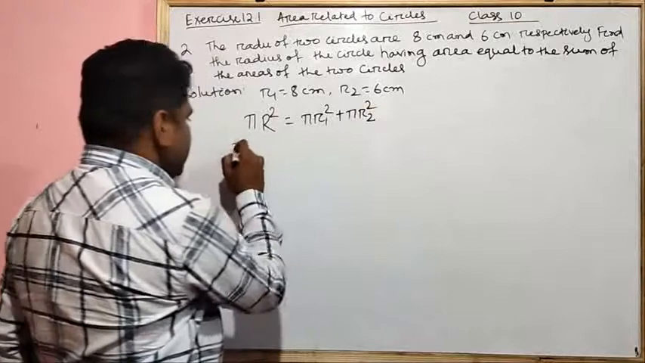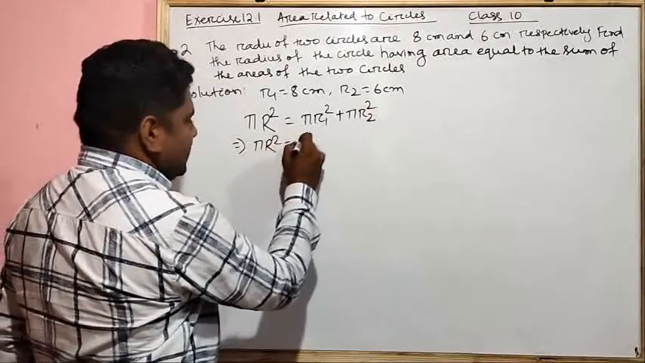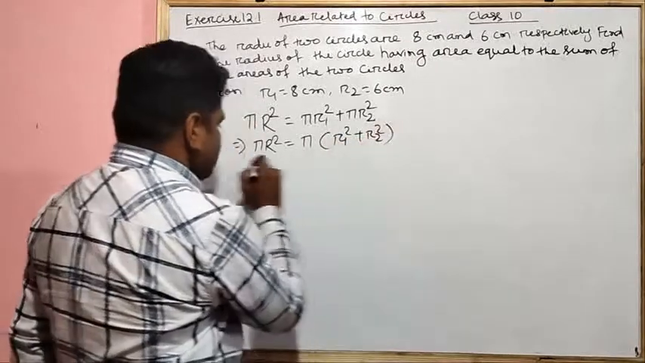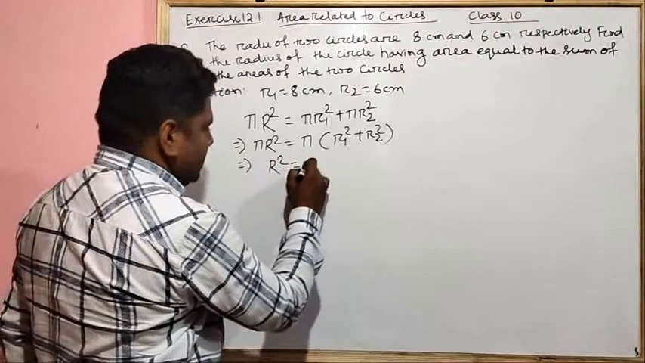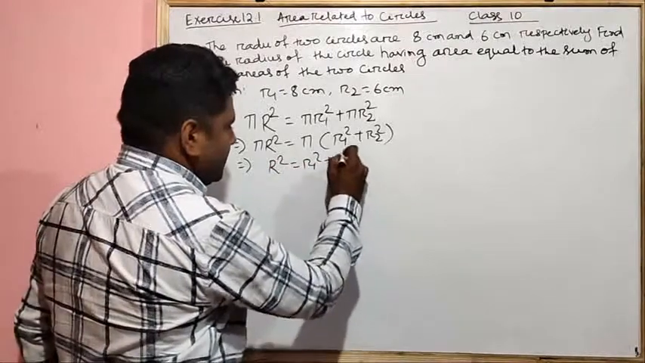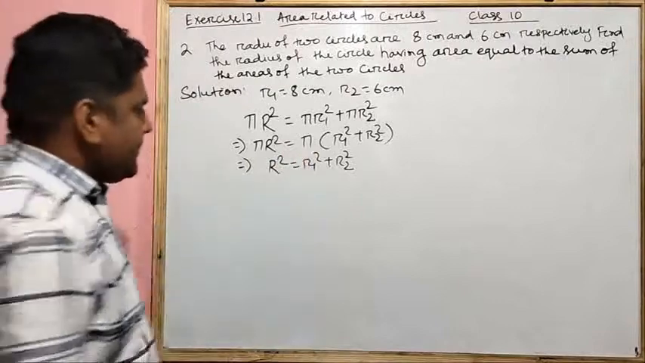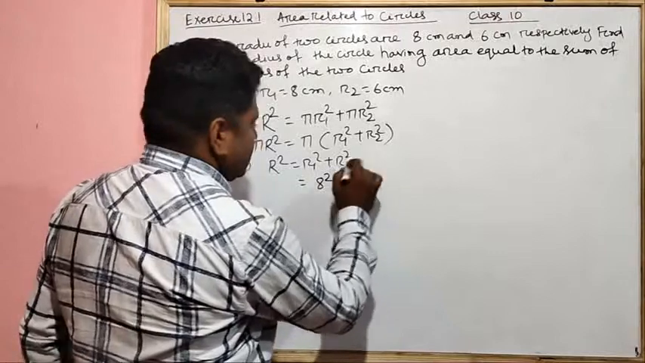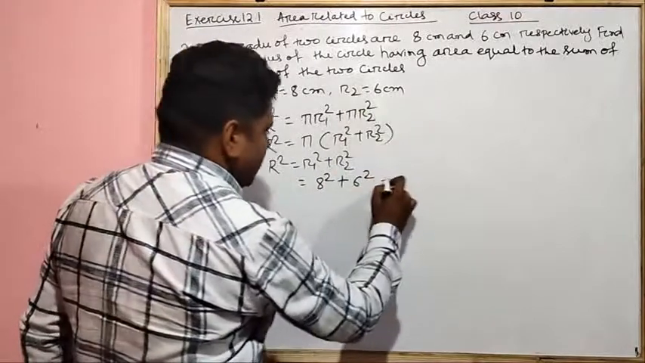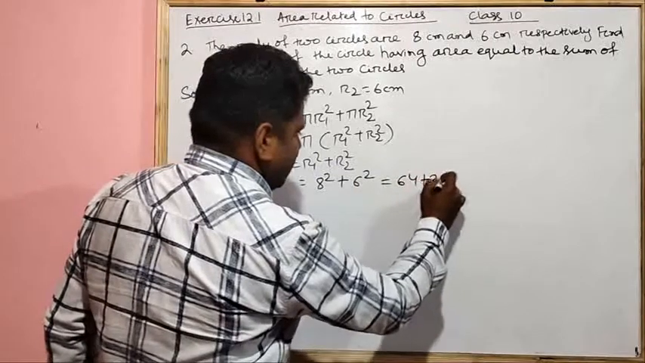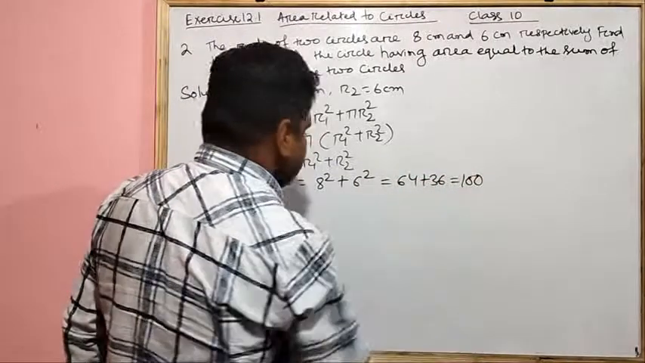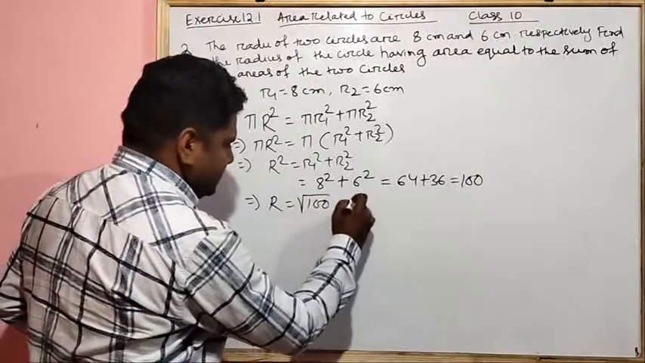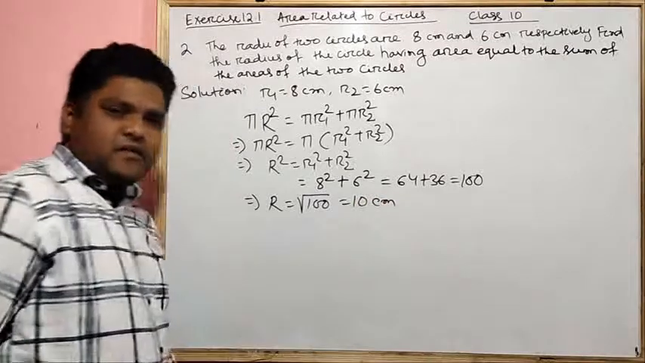R2 square. This implies that pi R square equal to, taking pi as the common factor, the remaining part is R1 square plus R2 square. So R square equal to R1 square plus R2 square, cancelling pi from both sides. So in place of R1 we can put 8 square, plus in place of R2 we can put 6 square. 8 square is 64, 6 square is 36. 64 plus 36 is 100. So this implies that R equal to root over of 100. It is 10 cm. We got the answer for number 2.